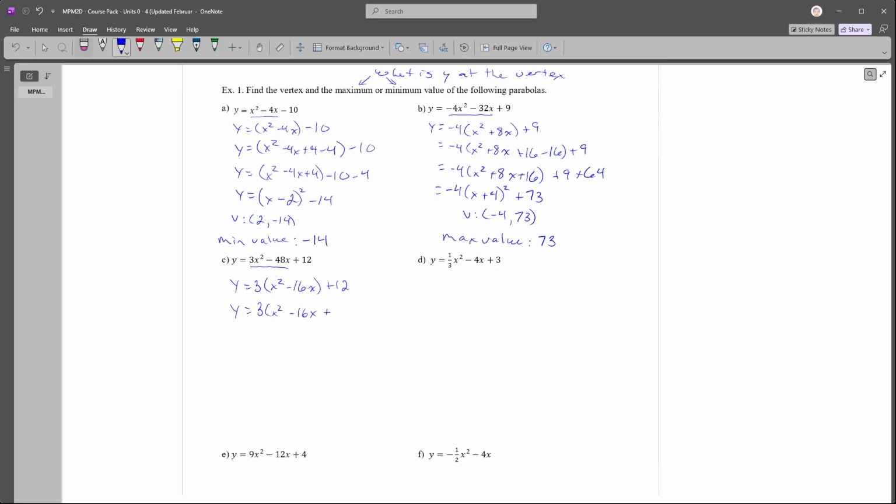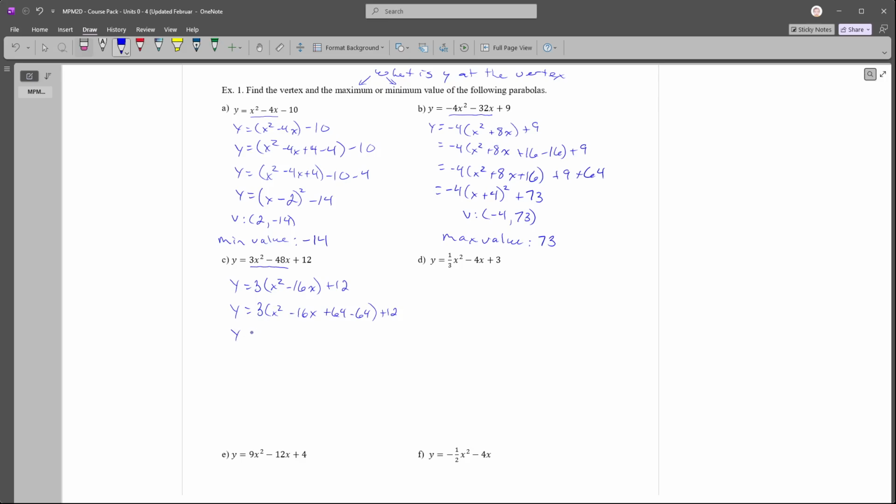So plus 64 and minus 64. Okay. And then we have our plus 12 at the end. Now, what I'm saying is eventually you'll get good enough that you know what you're doing here, that you'll be able to combine both these steps and just go directly to the second step. But until you get to that point, take your time and make sure your math is correct.